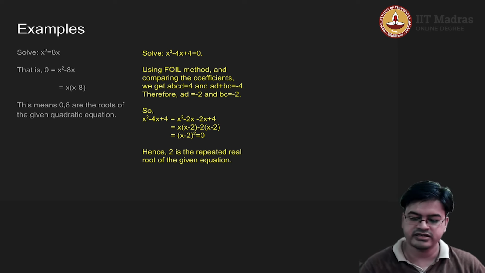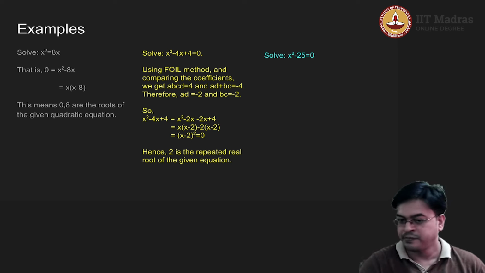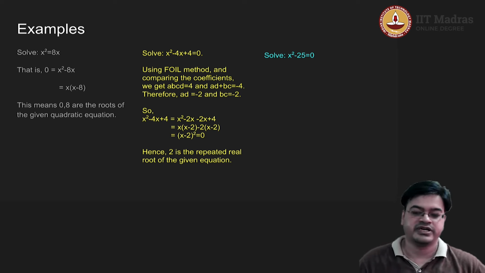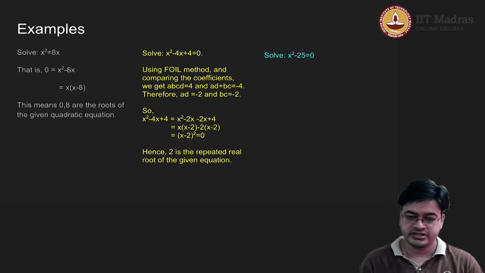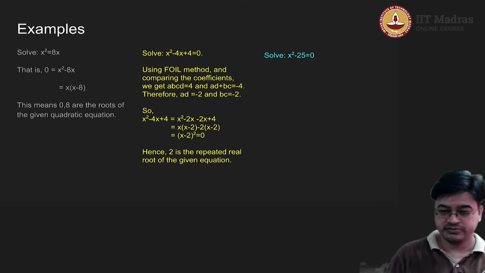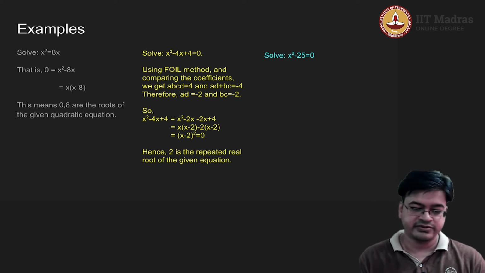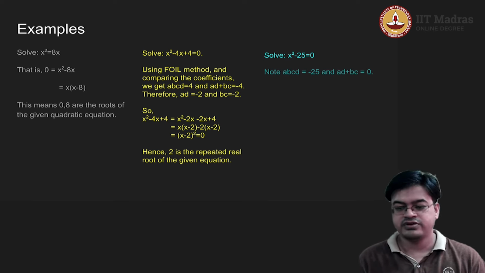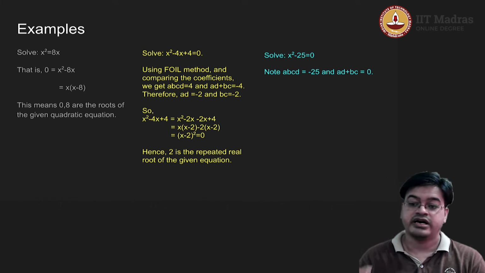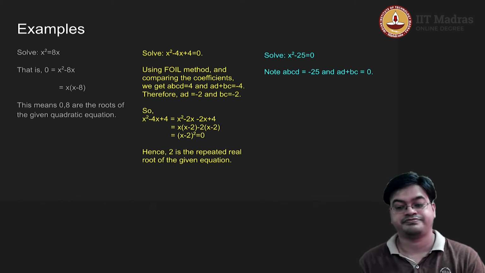Let us go ahead and solve one more example. X square minus 25 is equal to 0. This is quite interesting. 25 you can see is a perfect square, 5 square. And I want to find the root of this equation. Again I will use the FOIL method. ABCD is minus 25 and AD plus BC is 0.